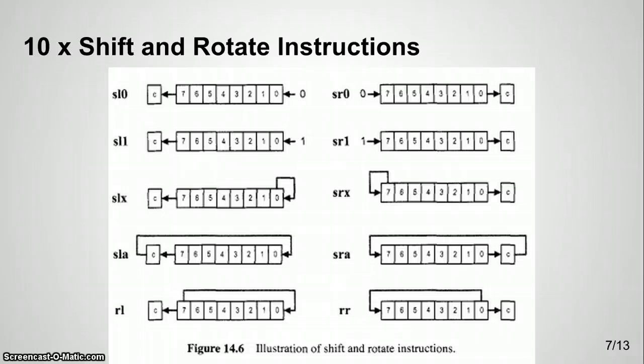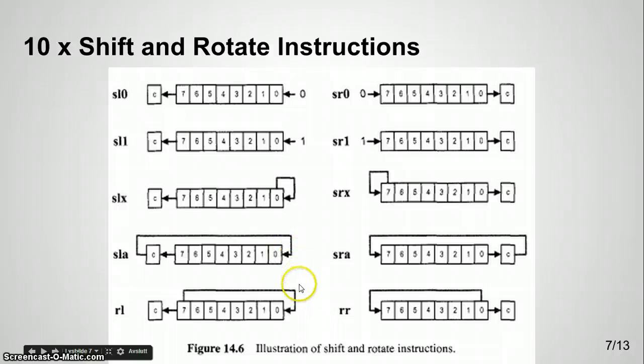As we can see in this diagram, there are 4 shift left and 4 shift right instructions, and 2 rotate instructions here and here. Up here, it shifts all registers to the left and inputs a 0 as the least significant bit. Here it does the same, but inputs the 1 instead. In this next one, the last register also becomes the least significant bit. And in this 4th one, the carry flag is shifted into the least significant bit.